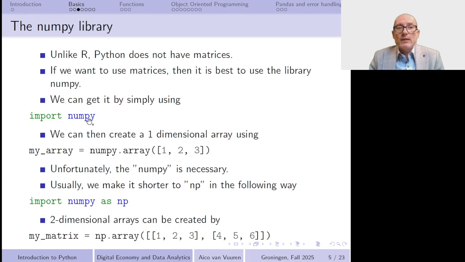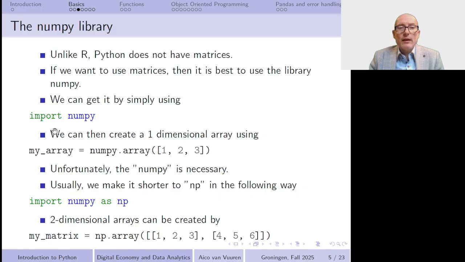I'm not going to go too much into details to get that, but whenever you get an error message that Python can actually not find this particular library, then that's because you still have to install it. As soon as you have installed it and you use this import numpy, then we can define, for example, one-dimensional arrays. How are we going to do that?